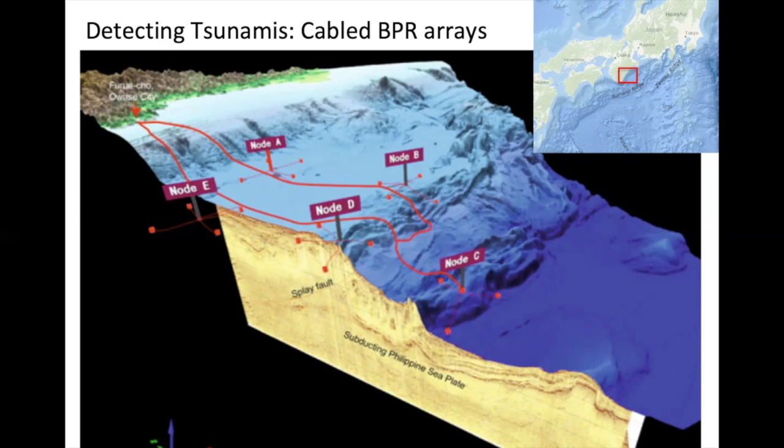Installation of this particular network began in 2006 and was completed in 2011. DONET 2 is in the process of implementation now. One drawback of this system is that cabled BPR systems are more expensive initially than buoy tsunometers. But they also don't require the same kind of upkeep, and so cost is expected to even out over time.